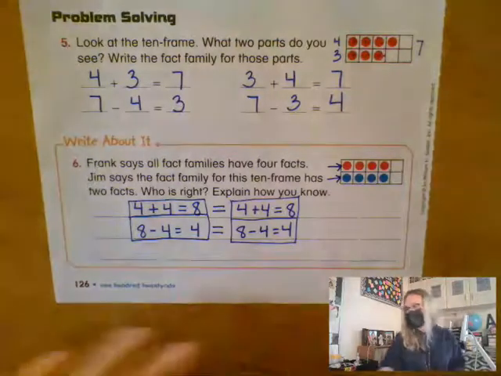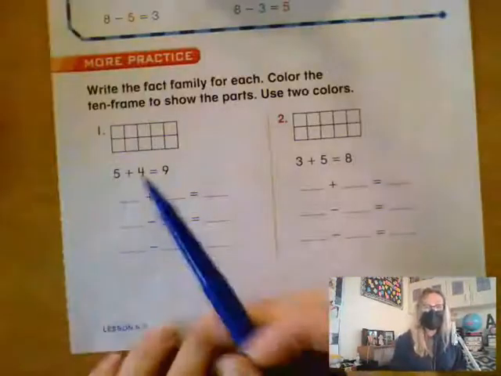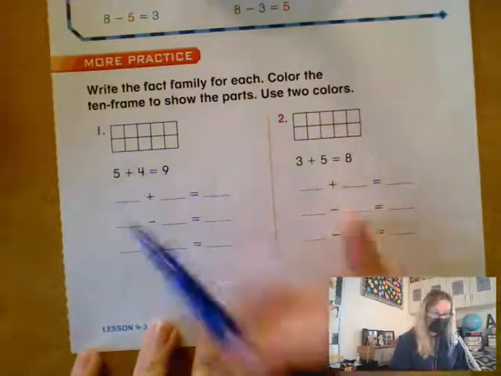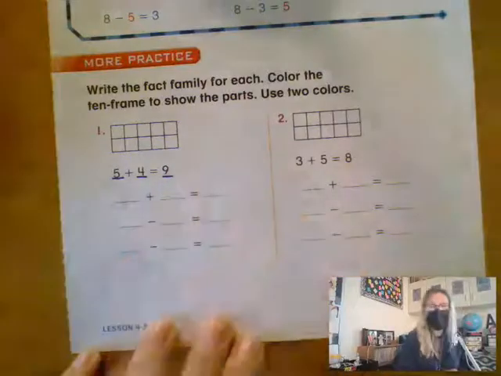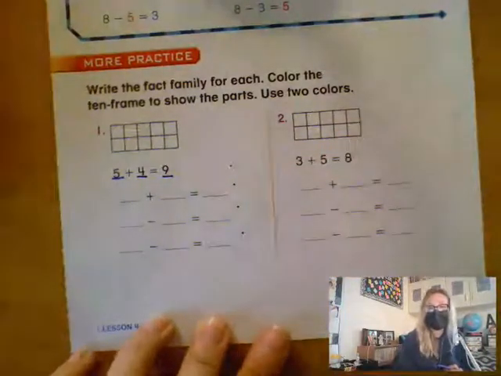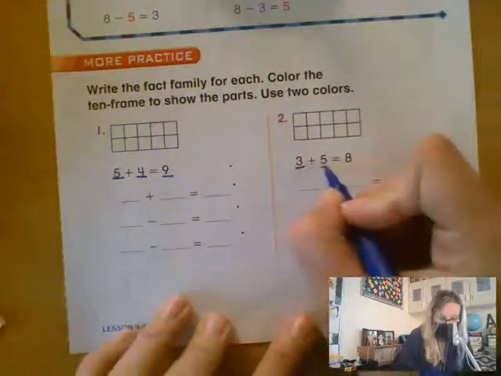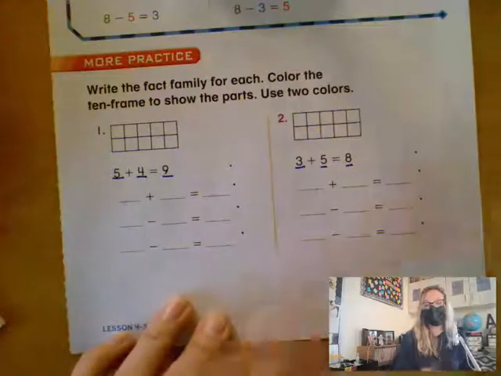Okay? If you go on now to page 127, I would love it if you would go down to the practice area and on your own try to solve for 1 and 2. Remember, the numbers 5, 4, and 9 must be in all 4 of your equations for this fact family. And the numbers 3, 5, and 8 must be in all 4 equations for this fact family.